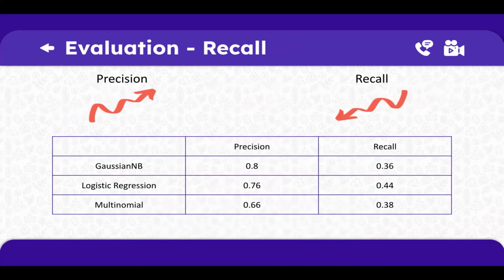Then we analyze another indicator, recall. Recall and precision influence each other. In a perfect situation, both are high, but in general, the two are negatively correlated. High precision is accompanied by low recall. The top 3 with high precision have relatively low recall: Gaussian NB, which is 0.36, logistic regression model, which is 0.44, and multinomial, which is 0.38.